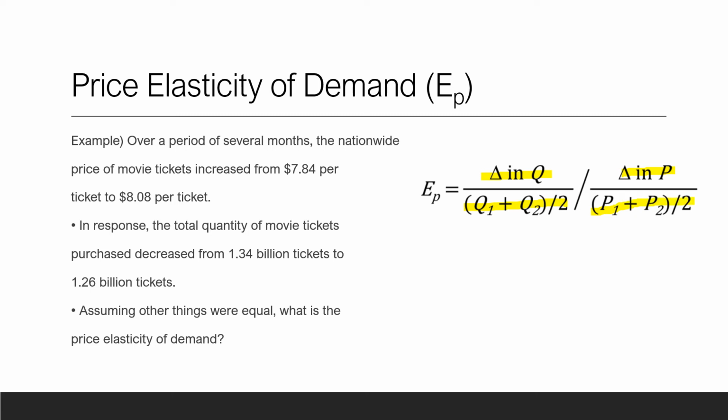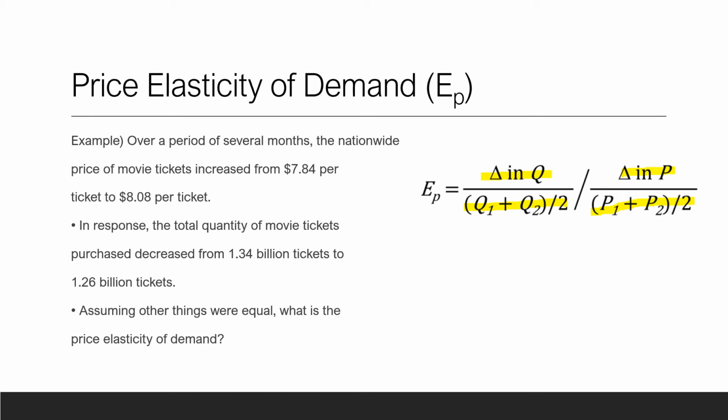Okay, so for an example, over a period of several months, the nationwide price of movie tickets increased from $7.84 per ticket to $8.08 per ticket. So we know we would first use that portion of the question to calculate the percentage change in price.